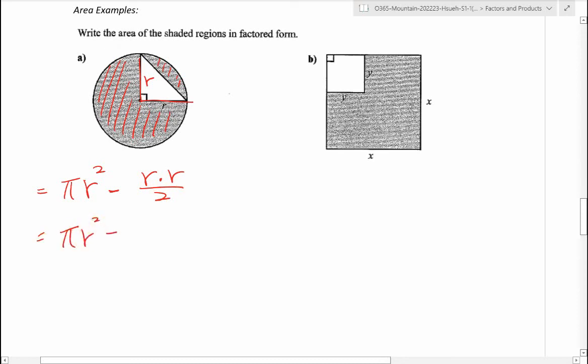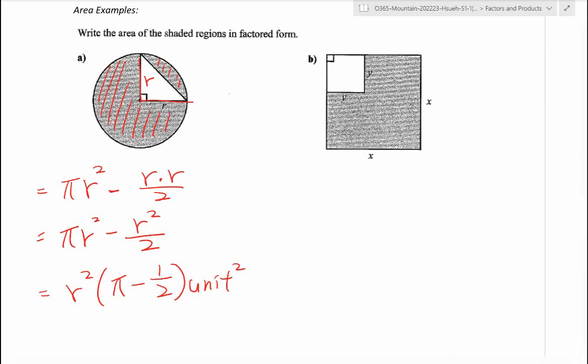And we can then simplify this. Well, r times r is just r squared. Now you can see there's a common factor of r squared in both terms, so you can simply factor the r squared out, and you end up with (pi minus 1) over 2 r squared unit squared. So that is the area of the shaded region for part A.